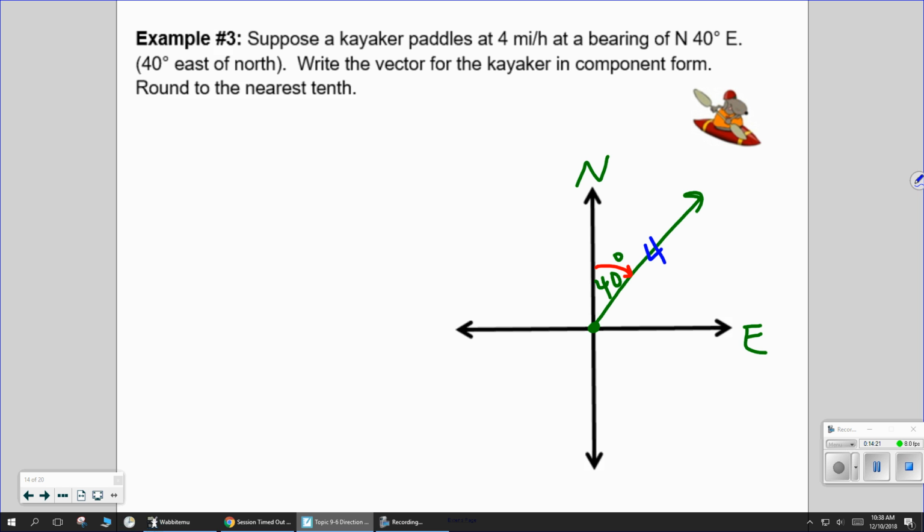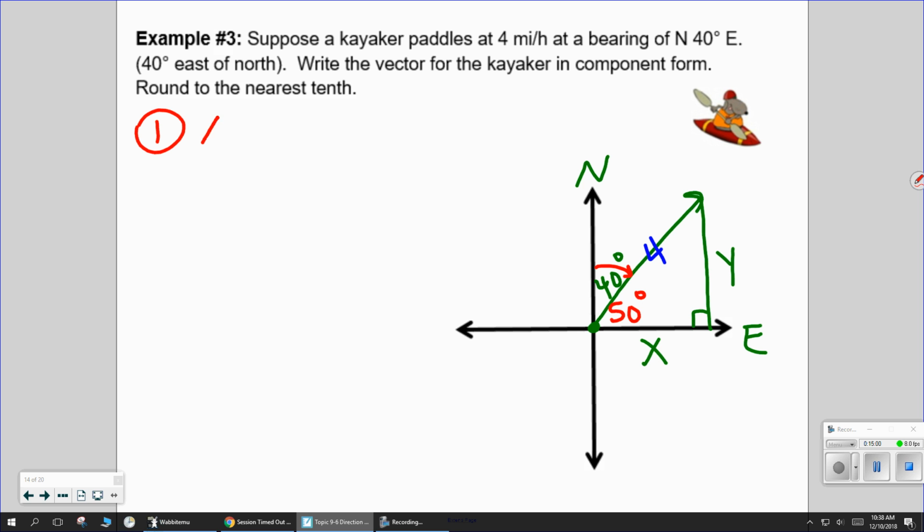So I'm just going to make a triangle out of this vector. This time, I don't know what this x is, and I don't know what this y is. I don't know the horizontal change and the vertical change. I need to find that so that I can write the vector in component form. So how am I going to get the length of x and y? Well, if this angle is 40 degrees, then I know this angle inside the triangle is 50. So I'm going to use SOHCAHTOA and that angle measure to find the horizontal change and vertical change, so I can write my vector in component form.